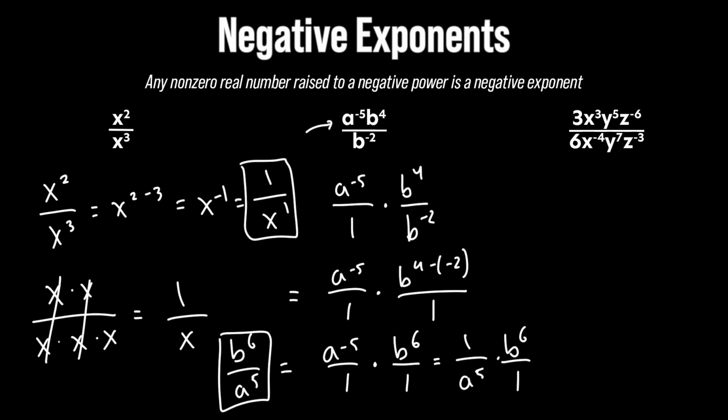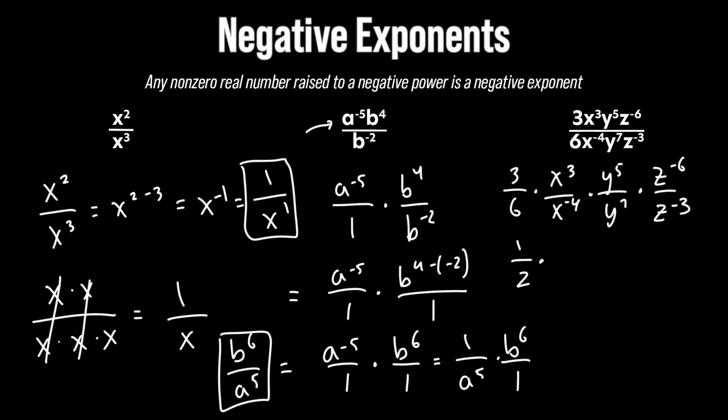Lastly, we have this big expression here. So let's first split up this expression into several components based on the variables. Now we can easily see the distribution of the variables. 3 over 6 is equal to 1/2. So that's going to be 1/2. x to the third divided by x to the negative fourth. We know that's equivalent to x to the third minus negative 4, which is equal to x to the seventh.